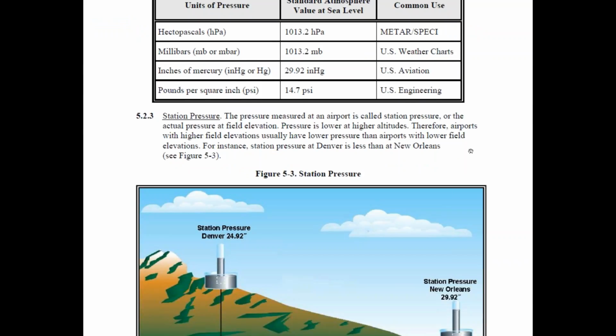Station pressure. The pressure measured at an airport is called station pressure, or the actual pressure at field elevation. Pressure is lower at higher altitudes, which we already talked about. Therefore, airports with higher field elevations usually have lower pressure than airports with lower field elevations. For instance, station pressure at Denver is less than at New Orleans. Makes sense.